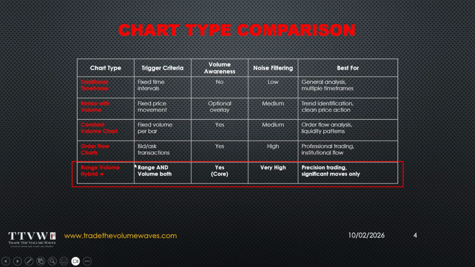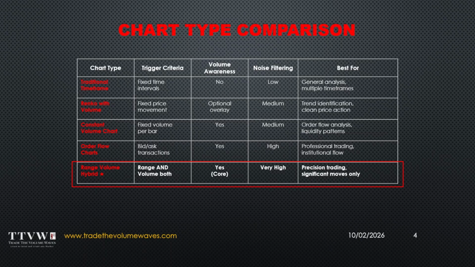Then we come to our range volume hybrid. The trigger criteria, as I said before, is the range and the volume that have to be met both in order to create a new price bar. You are aware of the volume because that's the core system, and the noise filtering is very high. So this is more precision trading, and it really shows the significant moves.